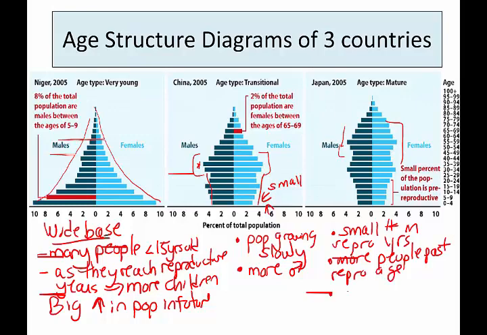So for this population, you would expect a declining population. Okay, so the bottom line here is when you have a very large base, like you have in Niger, like a triangle, you would expect a rapidly growing population. When the middle is a little heavier, so you have more people in the middle-aged, past reproductive, but you still have a fair amount at the bottom, you would expect the population to grow slowly. When you have a top-heavy kind of curve, you would expect the population to decline because there are more people dying than are being replaced.